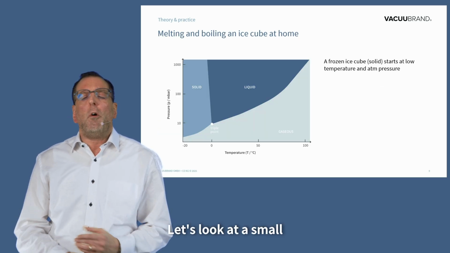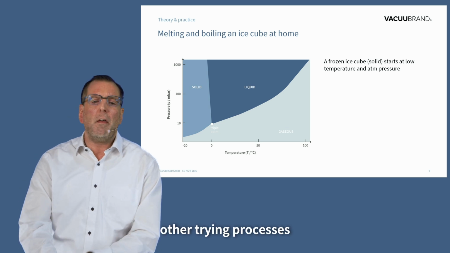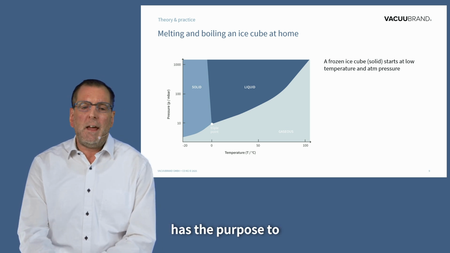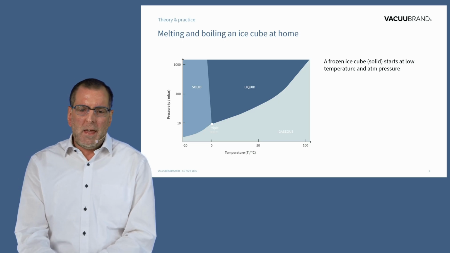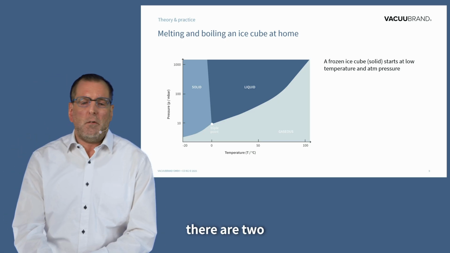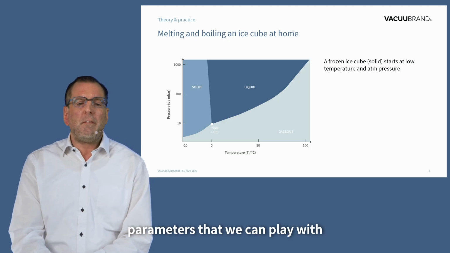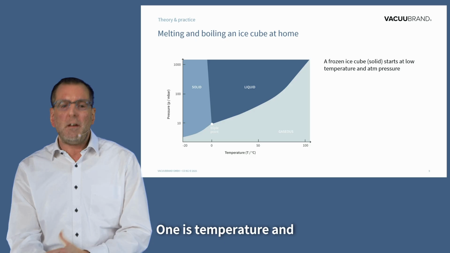Let's look at a small thought experiment on this. Freeze drying, as all other drying processes, has the purpose to remove moisture and solvent. And whenever removing moisture or solvents, there are two parameters that we can play with to achieve this. One is temperature and the other is pressure.